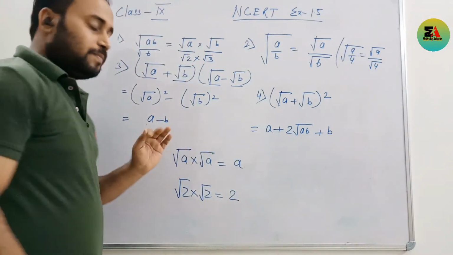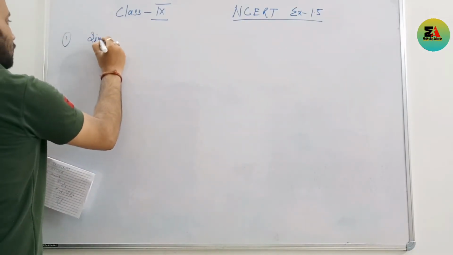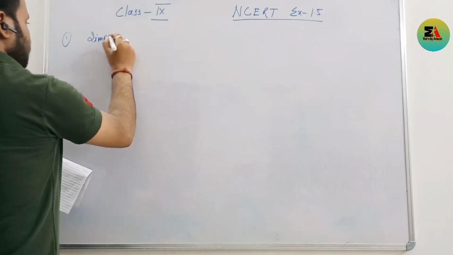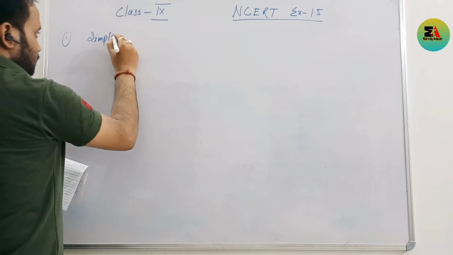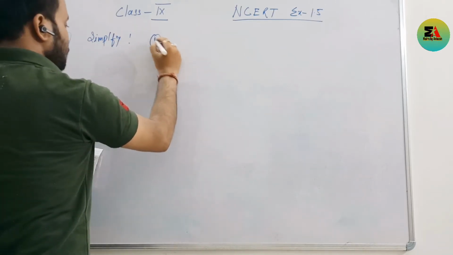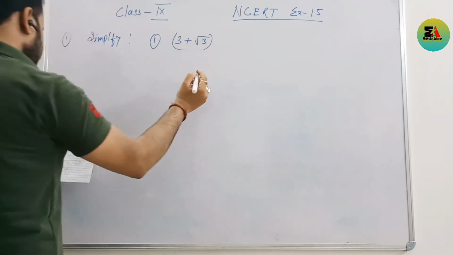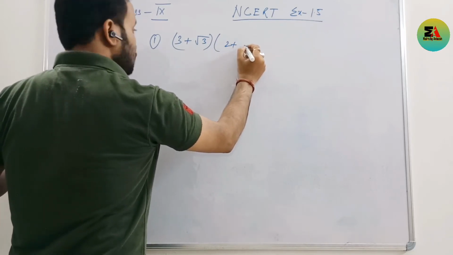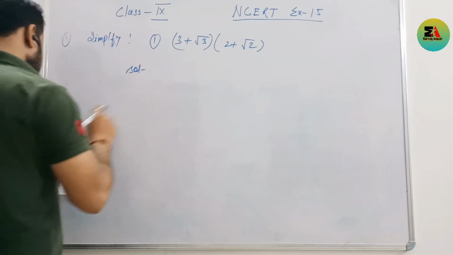Now we take some examples. Simplify 3 plus root 3 and 2 plus root 2. See how we solve this one.